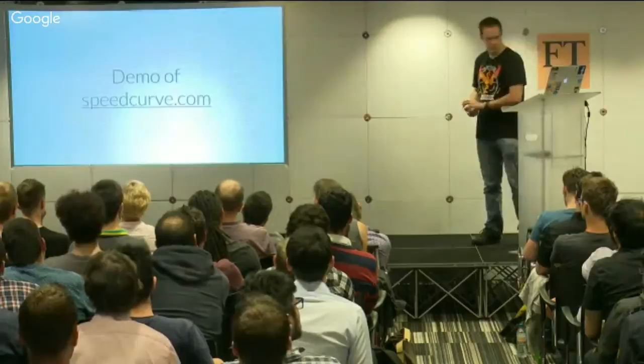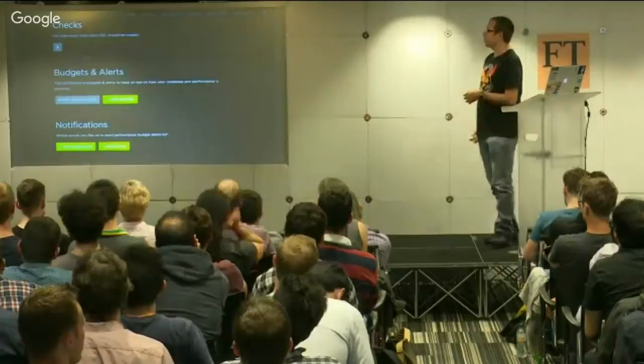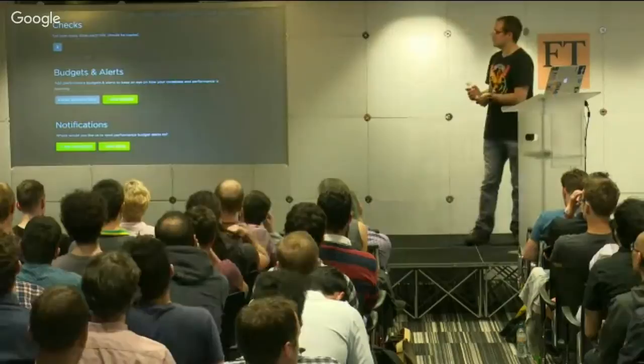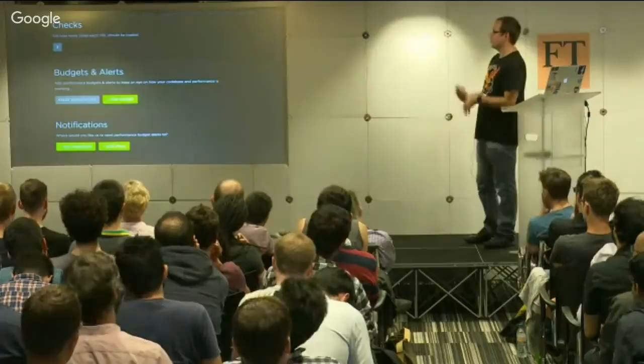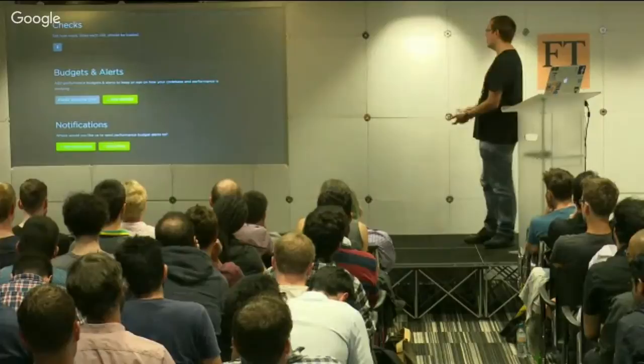So we've added our site. Then you can configure checks. You can set how often each URL should be loaded, so that they can give you an average of those three. You can also set up what kind of budgets you have. So you might have a start render time budget, where you want to start rendering within a certain amount of time. You can add budgets for metrics like CSS size, HTML size, etc.